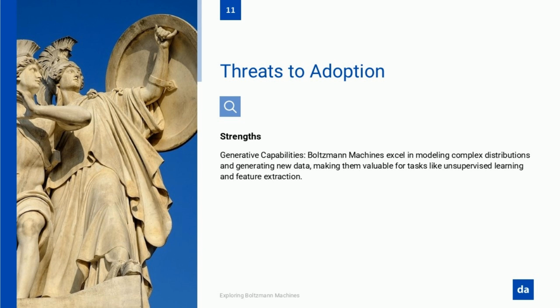Tech companies and AI research labs have focused on more scalable and interpretable models, leaving Boltzmann machines as more of a niche research topic than a practical tool for large-scale machine learning projects. Without strong real-world adoption, research interest in Boltzmann machines has declined compared to other AI paradigms. Another limiting factor is difficulty in interpretability.